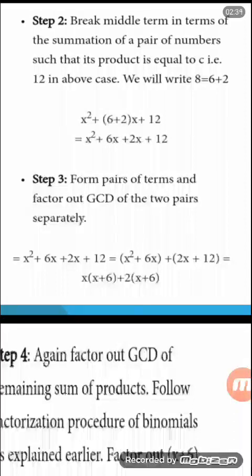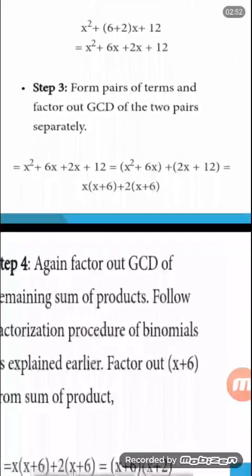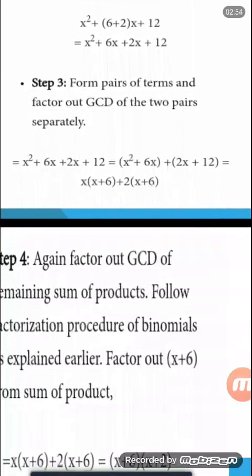When we add 6 and 2, then we get 8. So x square plus 6 plus 2 into x. X will multiply the terms in the bracket plus 12. X square plus 6x plus 2x plus 12. Step number 3 is form pairs of terms and factor out GCD of the pairs separately. GCD means greatest common divisor.